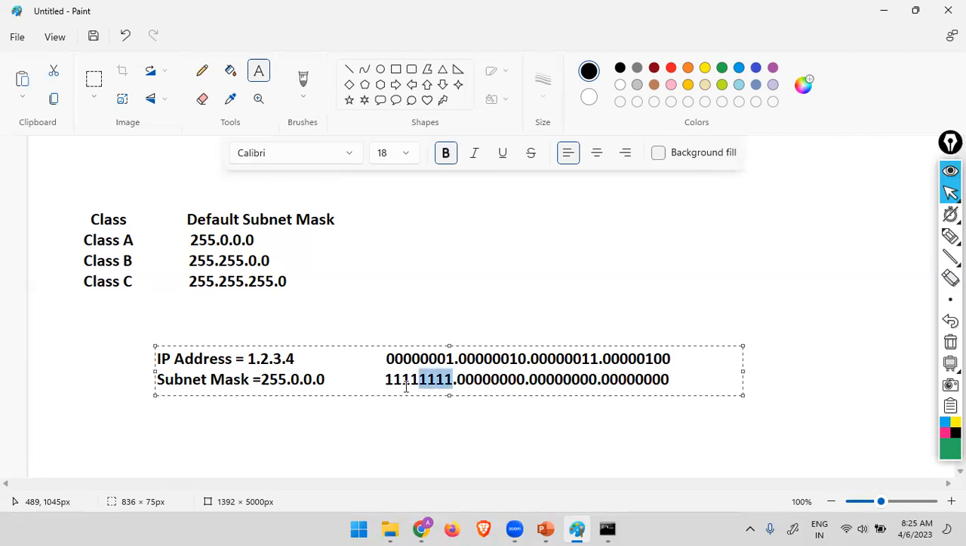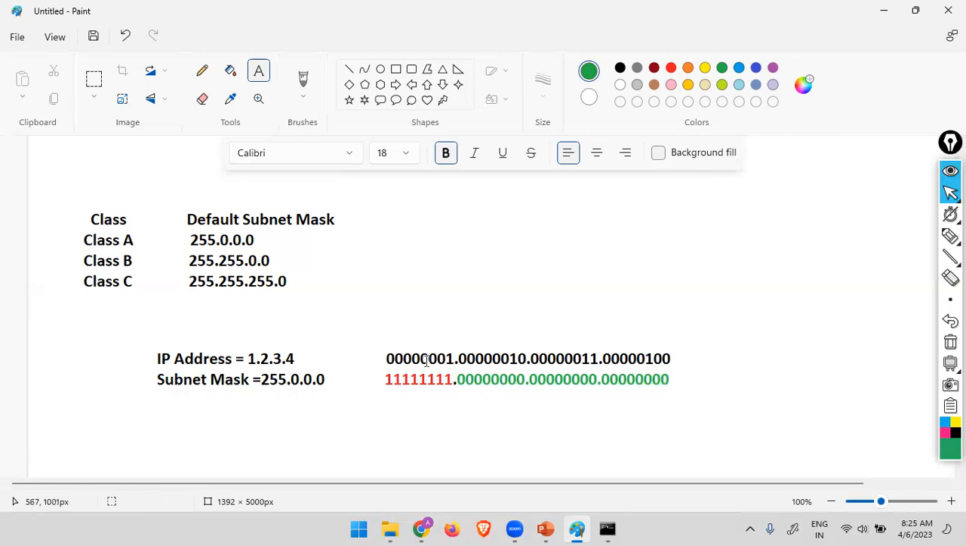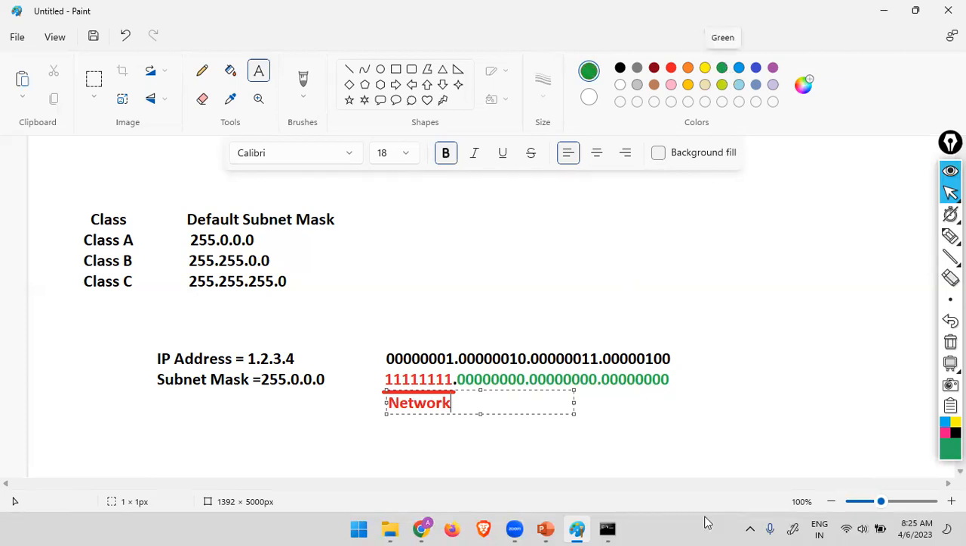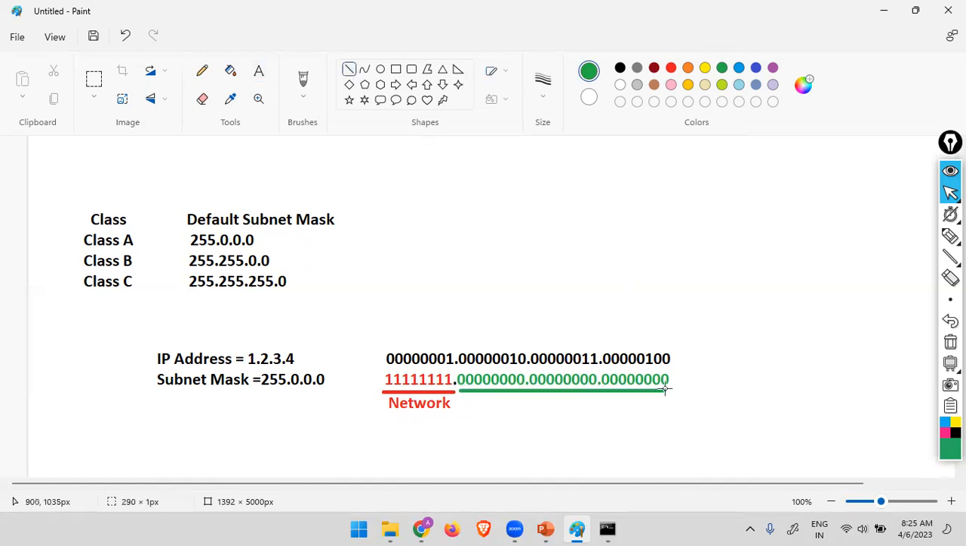Whenever you write the subnet mask, all the ones will tell you that this part is the network. These many bits are the network. And all the zeros will tell you that this part is the host part. Now, if you compare the IP address, I can say that the first octet, the complete first octet, is network. And the remaining three octets are host.